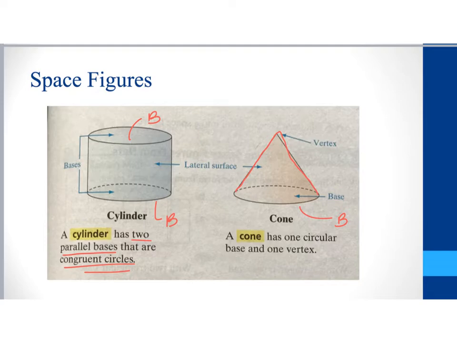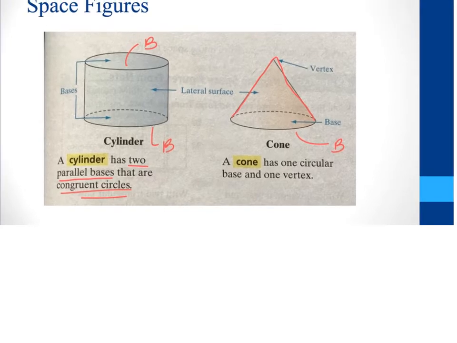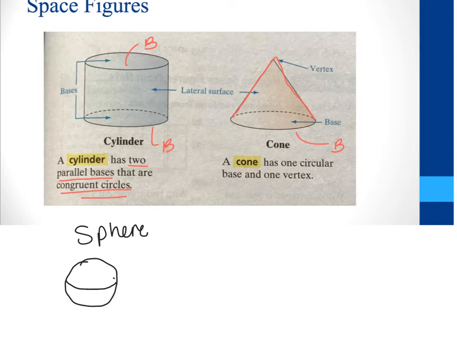There is one more space figure, and I forgot to put the picture on here, but we'll cover it just in case it comes up in your homework. One more type of space figure that you're going to see is what we call a sphere. A sphere looks something like this, so it's nice and round. And then through the center we get this circular shape.